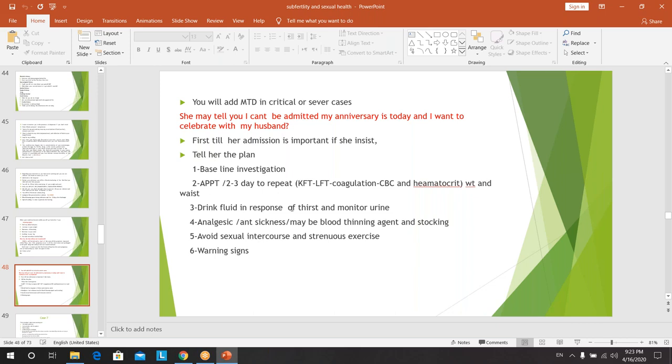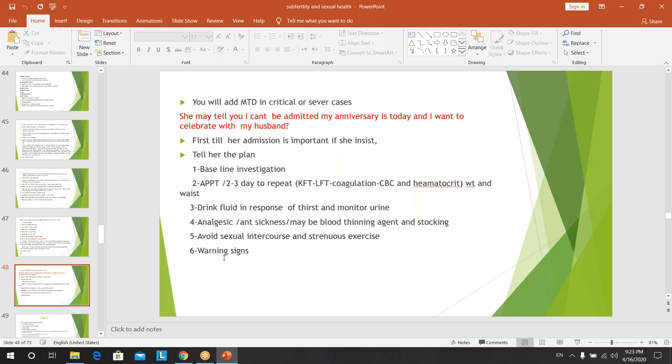You will drink fluid in response to your thirst and monitor your urine. We'll give you an analgesic, an antiemetic, a blood thinning agent, heparin, and stockings. You should avoid sexual intercourse and strenuous exercise, because this patient will go to celebrate and she may dance and like that. So avoid sexual intercourse and any strenuous exercise.